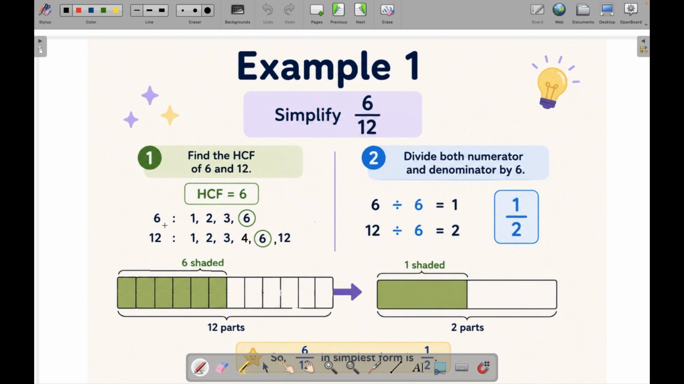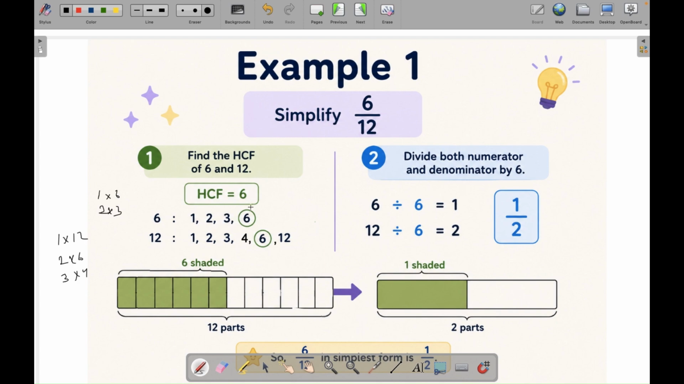So 6, the factors are, we can write the factor pairs, 1 multiplied by 6, 2 multiplied by 3. These are the only factor pairs. So 1, 2, 3 and 6 are the factors. Similarly, 12, we can write 1 multiplied by 12, 2 multiplied by 6, 3 multiplied by 4, and then 4 multiplied by 3 is again the same. So we stop. So 1, 2, 3, 4, 6, 12. So these are the factors of 12.